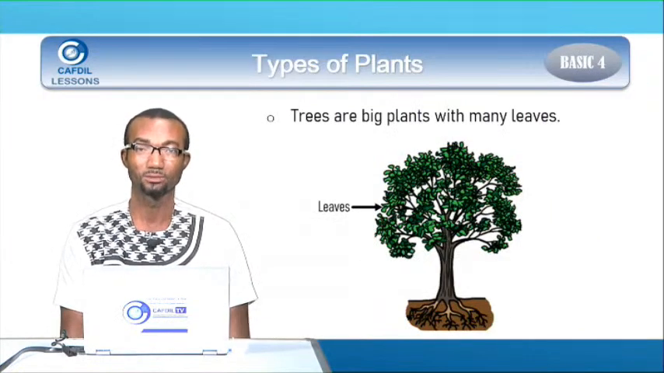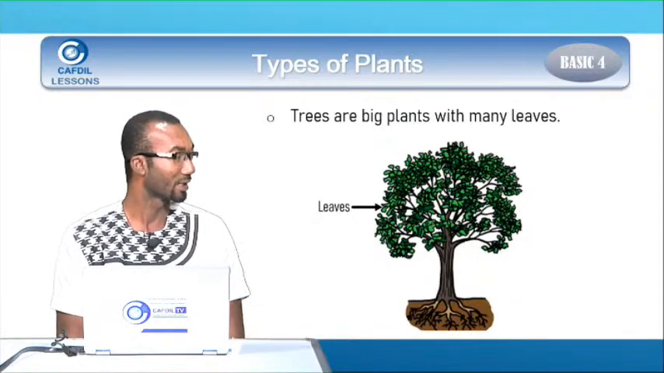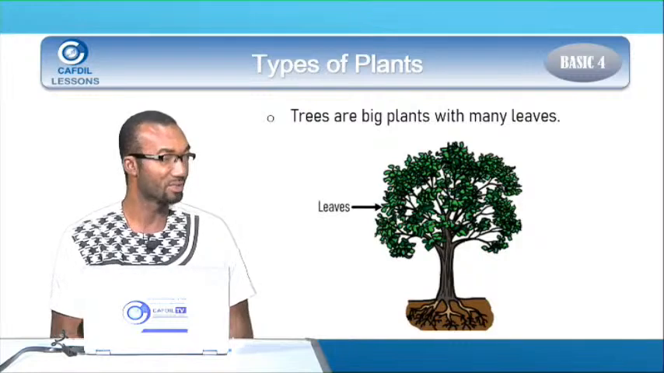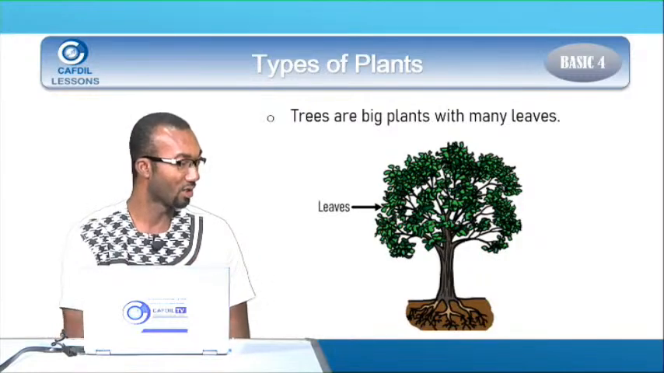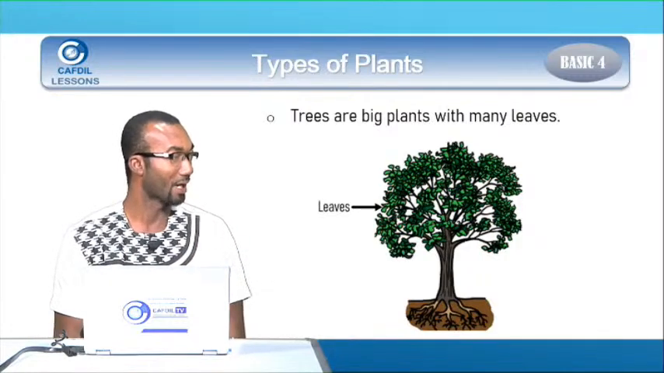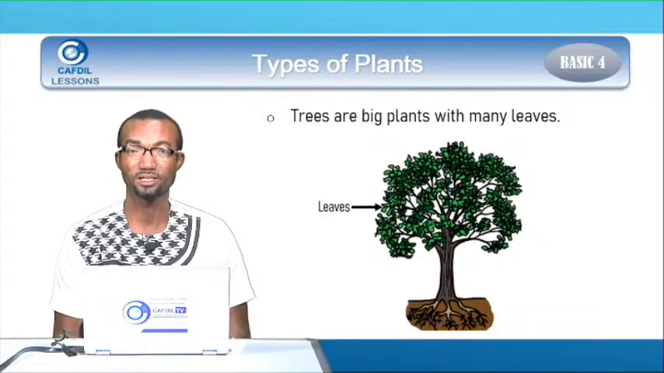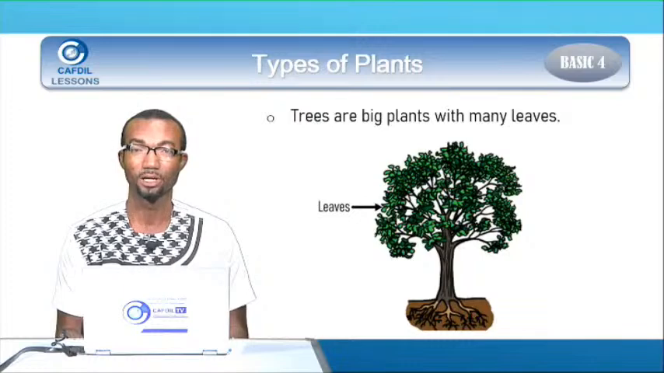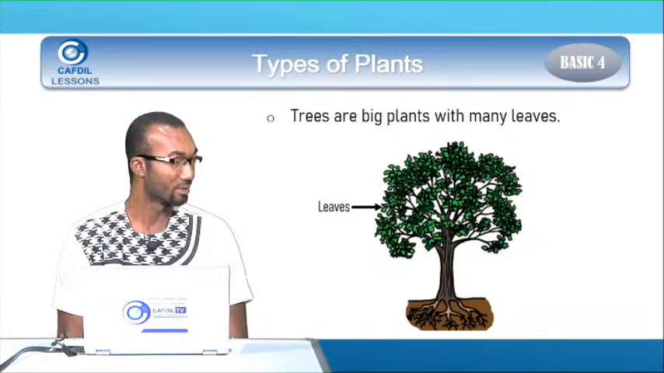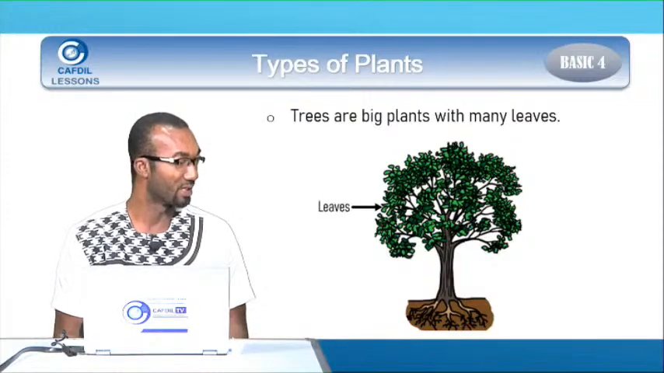The first one, trees. And kids, trees are big plants with many leaves, as you see on the screen. Trees are big plants. They are the biggest of all the 5 that you were shown. So trees are the biggest with many leaves. So you see a big tree on the screen with many leaves.